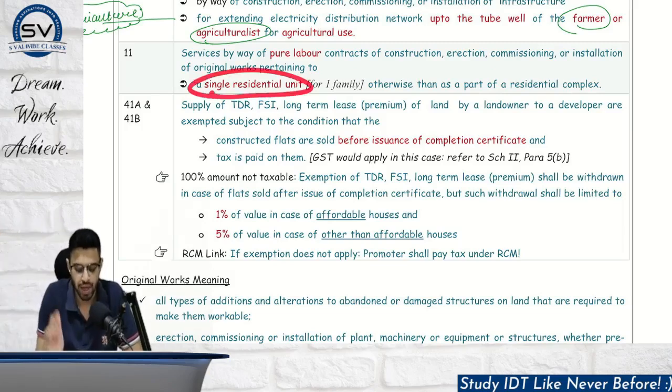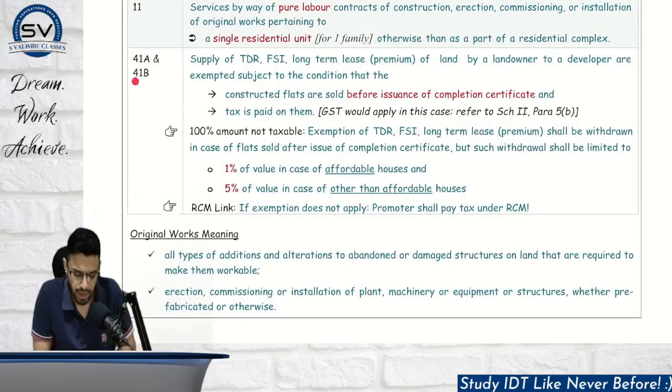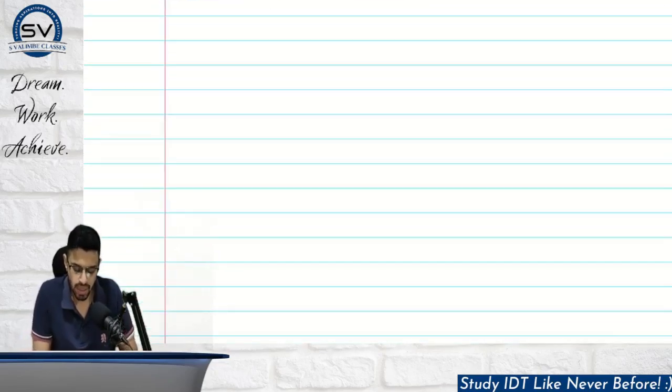So here you have to focus on single residential unit and pure labor. Pure labor means goods are not involved. Okay. Entry number 41A and 41B. This we covered in our RCM also, but we will cover it yet again. Let's see. Basically, what is happening in 41A and 41B?